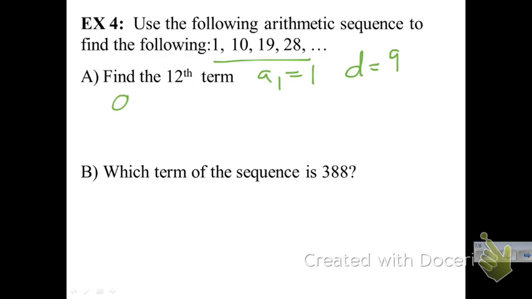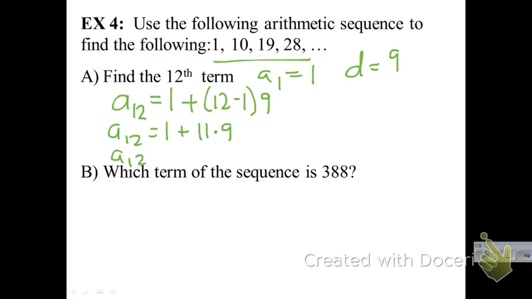A sub n, and in this case n is 12, so I'm going to put a sub 12 equals a sub 1 plus n is 12, minus 1 times d, which is 9. Then I'm going to do just the math here. 1 plus 12 minus 1 is 11. 11 times 9 is 99 plus 1 is 100. So your 12th term would be 100.